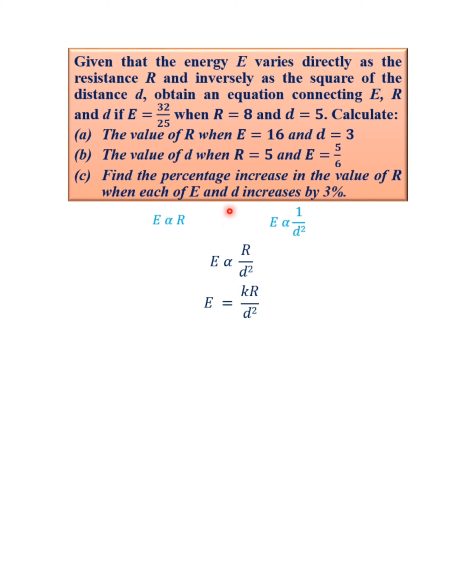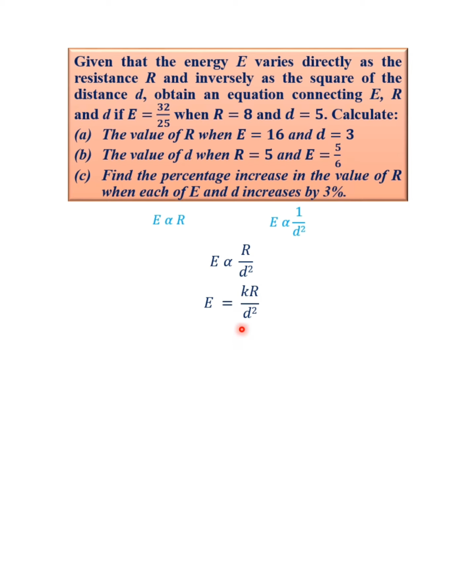Now, we are told to obtain an equation connecting E, R, and D. So we want to find an equation that connects E, R, and D. To obtain that equation, we want to know the value of this constant term, K. How do we get the value of the constant term? We are given some figures here to evaluate the value of K. E was given, R was given, and D was given. If we put the values here, we can make K subject of the formula and obtain the value of K, the constant K, for which this equation is valid. Then we can now write a relationship for this.